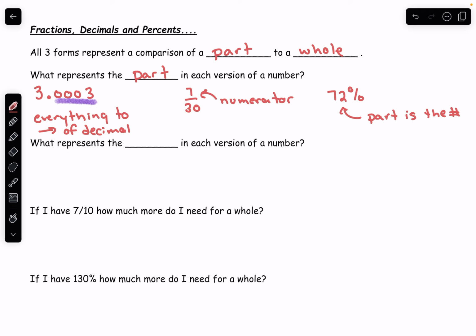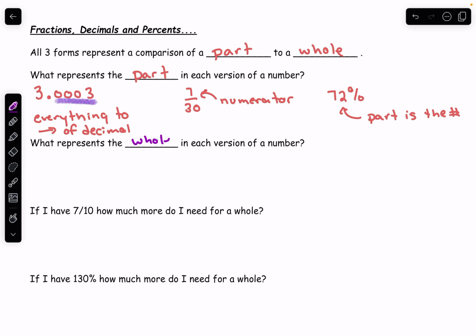Now, so if those are the parts, then what is it that, I don't have a choice of good colors. I'm sorry, you are dealing with ugly colors today. This is what happens when calculus kids get a hold of the iPad. So, what represents the whole?